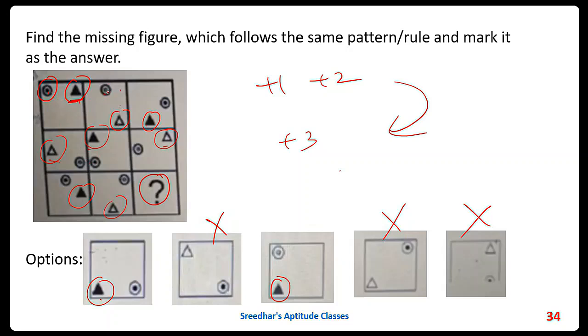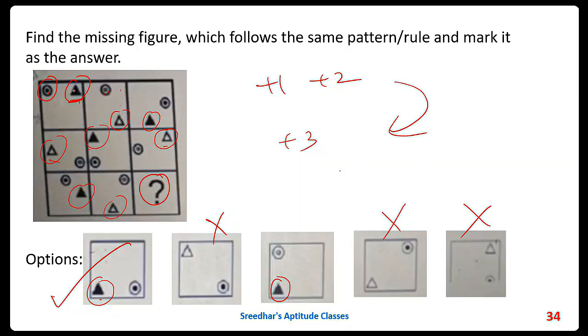+1 in clockwise direction, +2 in clockwise direction. So here +1 in clockwise direction, +2. So if I apply the same thing, +1, and then next +2, I think I'll get, yes, A is the first option. Yes, answer first option. Right, answer first option, right?